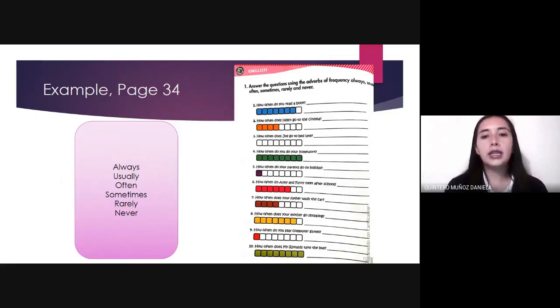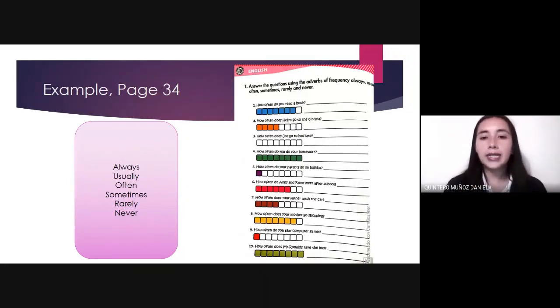3. How often does Joe go to bed late? ¿Con qué frecuencia Joe se acuesta tarde? As you can see, the bar is totally white. That means that is never because the bar is totally white. Como se pueden dar cuenta, la barra está totalmente blanca. Quiere decir que nunca hace esa actividad, nunca se acuesta temprano. Es 0%, entonces never. Ahí en la línea debemos escribir never.